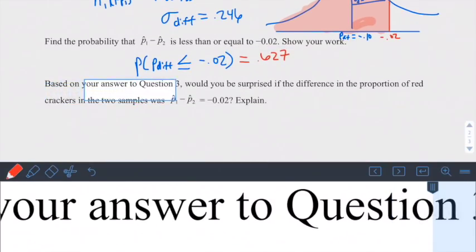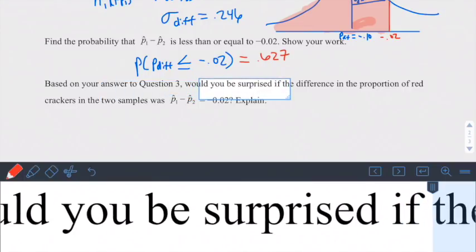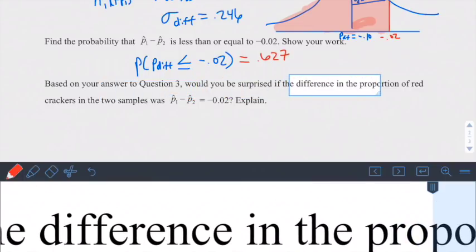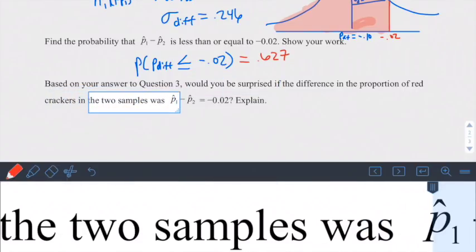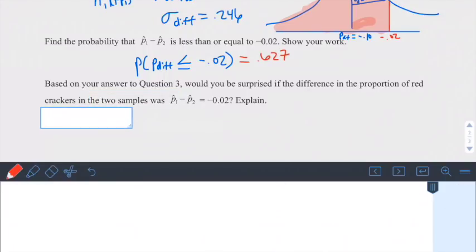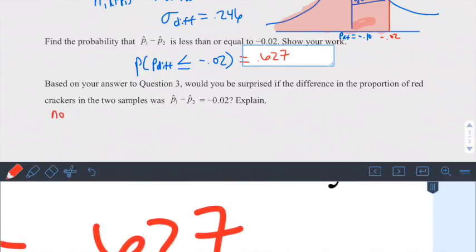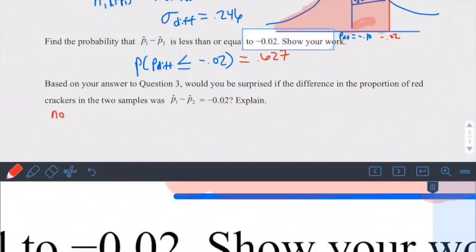So based off of our answer, would you be surprised if the difference in the proportion of red crackers in the two samples was equal to 0.02? And I would say no, it doesn't look that rare. Right? There's a 62% chance that we would get a difference that small or more, so definitely not significant. Then I can show you how to use your calculator for all of this.